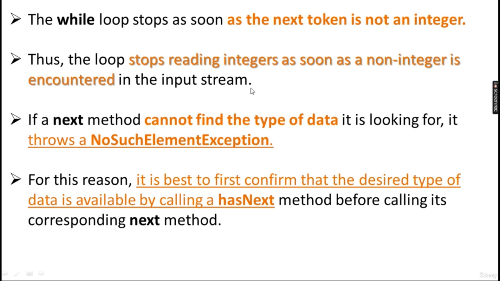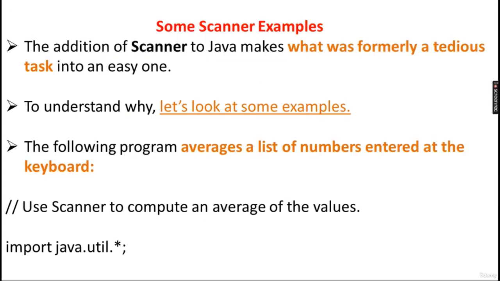So hasNextInt returns false if the next token is not available as an integer, and the while loop will terminate. If the next method cannot find the type of data that it is looking for, it throws a NoSuchElementException. If it is searching for an int and it finds a float, it will give you a NoSuchElementException. For this reason, it is best to first confirm that the desired type of data is available by calling a hasNext method before calling its corresponding next method. Some Scanner examples we will see now.